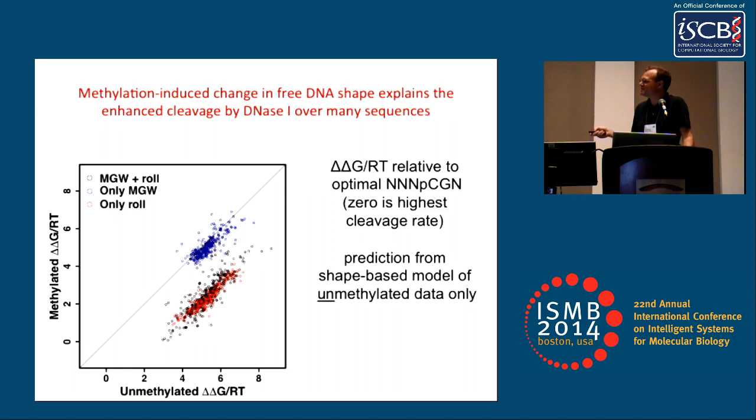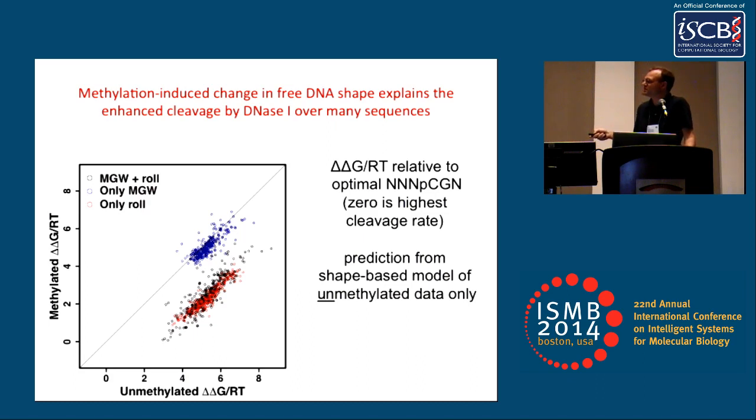So every point is a sequence that contains a CpG downstream of the cut, right? So there's 4 to the 4 sequences in this plot. The different colors are different types of models. The model that did not work well to predict the effective methylation was actually a model based on minor groove width.